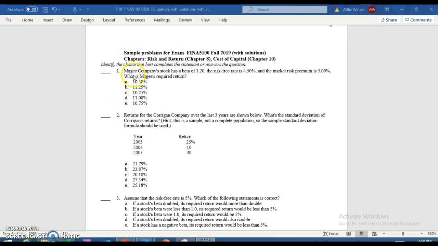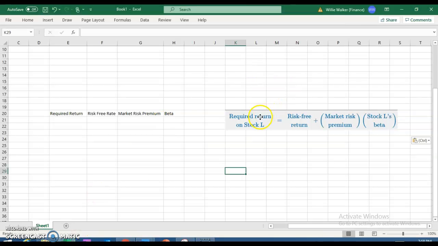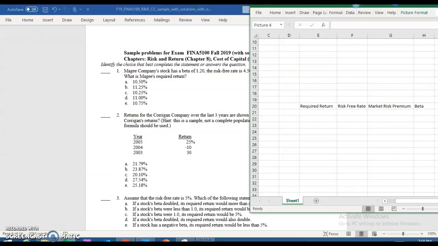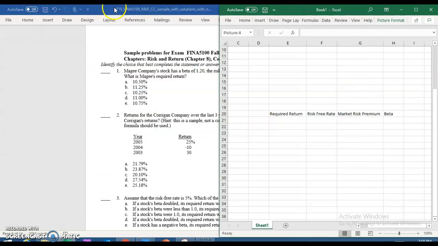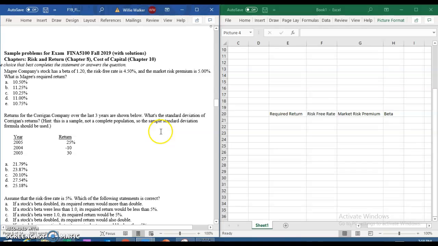So the first problem says that Maggie Company stock has a beta of 1.20, a risk-free rate of 4.5%, and a market risk premium of 5%. We're trying to find the required return. Off the rip, I know the formula I'm going to use. It's here: required return equals the risk-free rate plus the market premium times beta. For this problem, simple and straightforward, I'm just going to plug and chug.